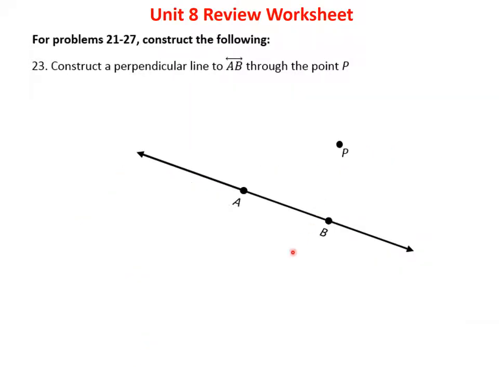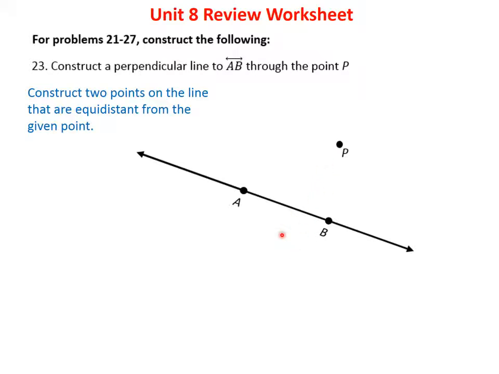We're being asked to construct a perpendicular line to the segment AB through point P. So what we're looking at is, here's our line AB, and we want to, from P, draw a line that intersects here, but at exactly a perpendicular angle. So first thing we're going to do is, from the point P, we're going to draw 2 points on the line that are the same distance from the given point.